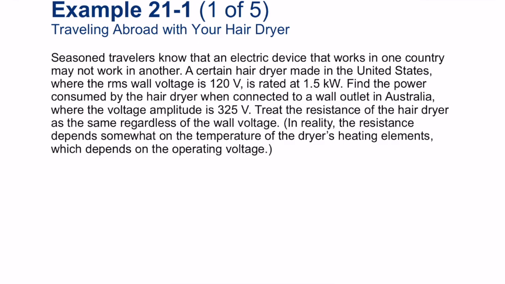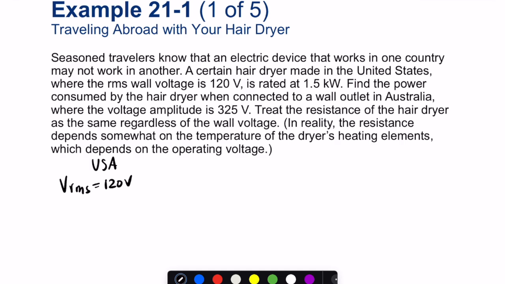So what we're going to do is find the power consumed by the hairdryer if we connect it directly to a wall outlet in Australia. Will the hairdryer blow up? The amplitude of the voltage in Australia is 325. We need to treat the resistance of the hairdryer as the same regardless of the wall voltage. So let's write down what we were given. In the USA, the voltage is 120 volts and the hairdryer can only accept as much as 1500 watts of power.